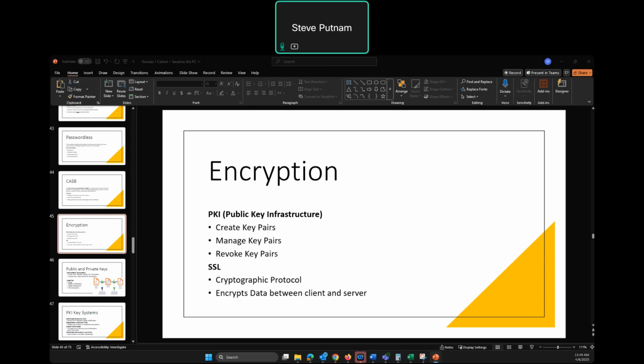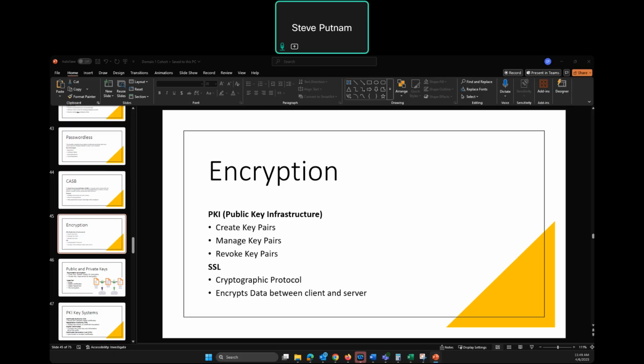It ensures authentication, encryption, and integrity in digital communications. The purpose of it is it enables secure communication and verification of identities in digital environments. It's commonly used for securing websites, email, network traffic, things like that.